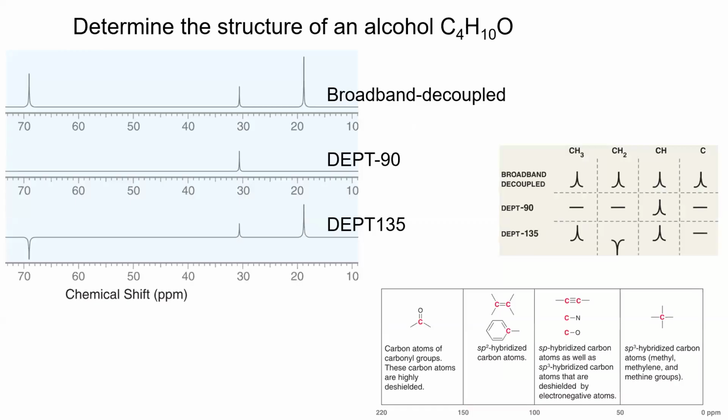So what that looks like, I put that cheat sheet off to the side here. If our broadband decoupled looks like this, and the DEPT 90 looks like this, that tells you right off the bat you've got a CH carbon, a carbon that has a single hydrogen attached to it, because one of your signals stayed there and the other ones all disappeared. So that actually right there is enough to answer what's the structure of C4H10O.